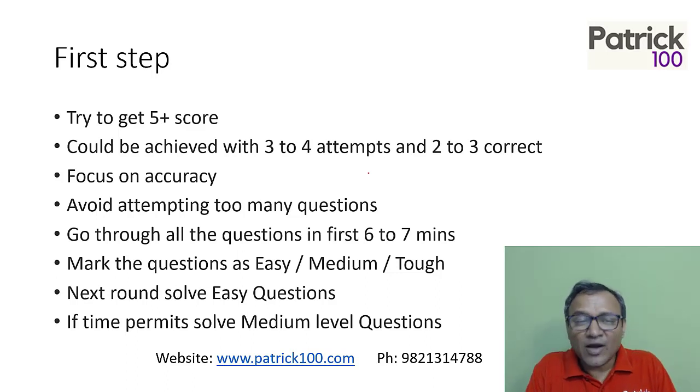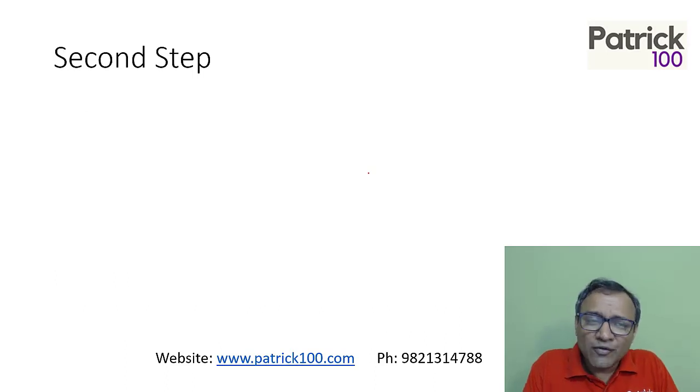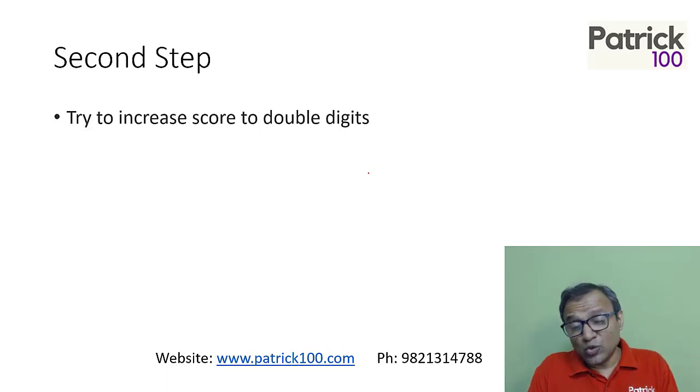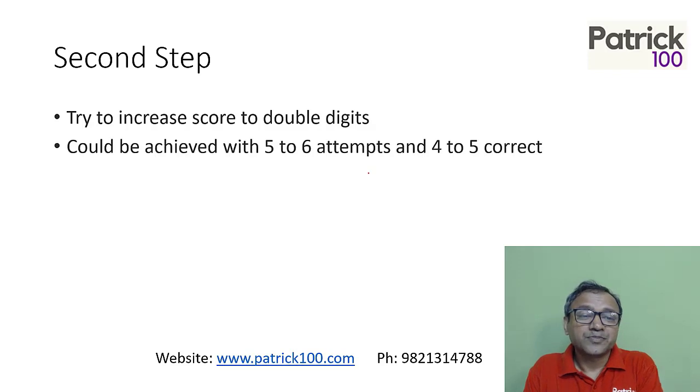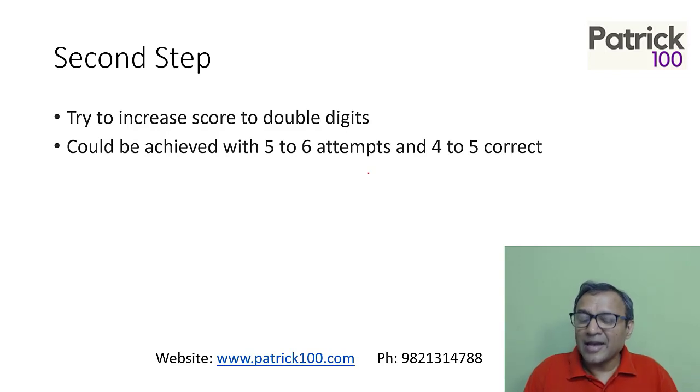The first step is getting that 5 plus score. Once you reach that, the next step is to get a double-digit score. You need to score more than 10 marks. It could be achieved by attempting maybe 5 to 6 questions and getting 4 to 5 correct. Again, the focus has to be accuracy. You may get one question wrong, but don't try to get too many wrong.